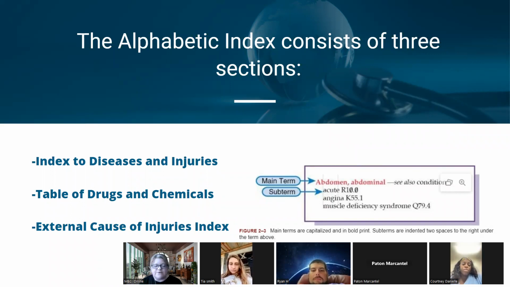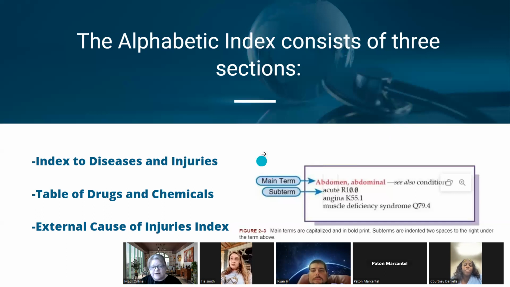There's some really funny ones in there, but those are external causes of injuries, like what a person was doing when they were injured, or possibly where they were when they were injured. And there's different codes for different things. So that's a fun section to look at.